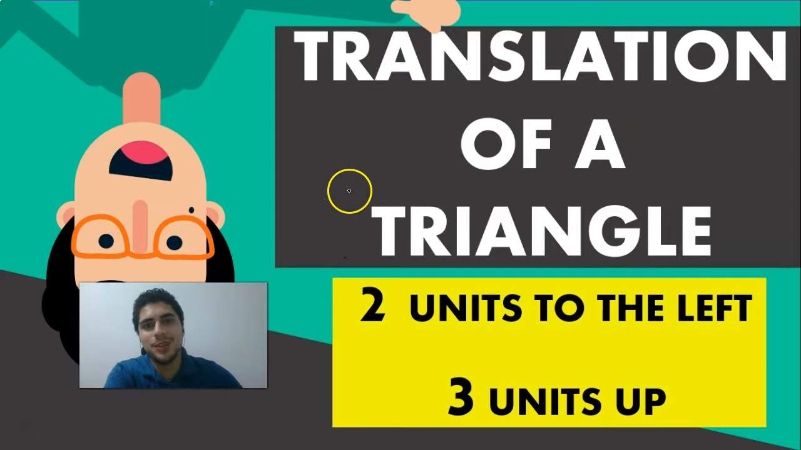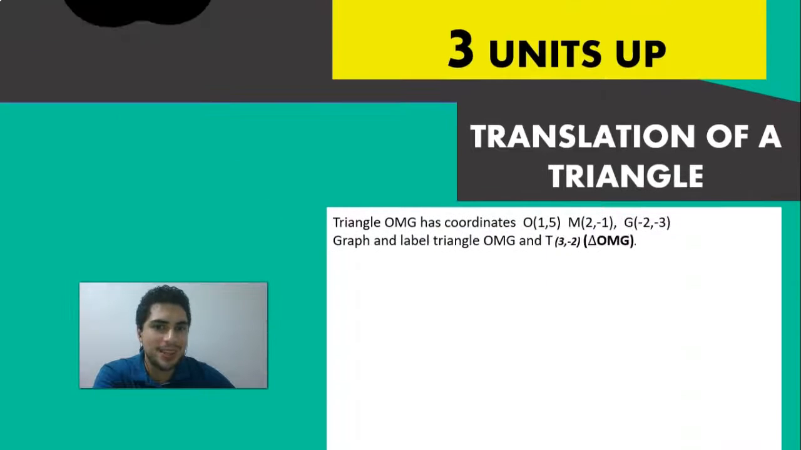Oh, Math Gad guys, welcome to today's video in which we're going to be learning the translation of a triangle. So today we're going to be taking a look at an image of a triangle, and we want to actually move that triangle, or translate it, in this case 2 units to the left and 3 units down. And we're going to see how we're going to do that.